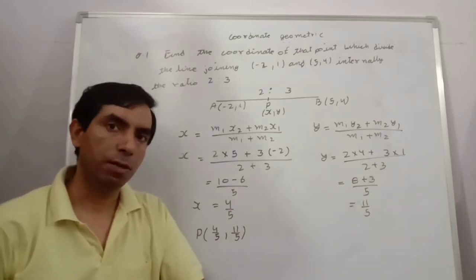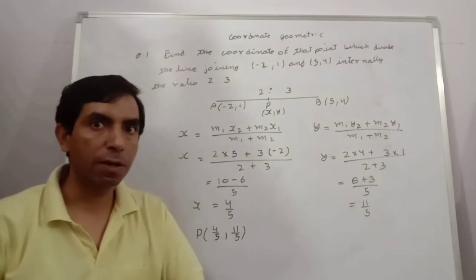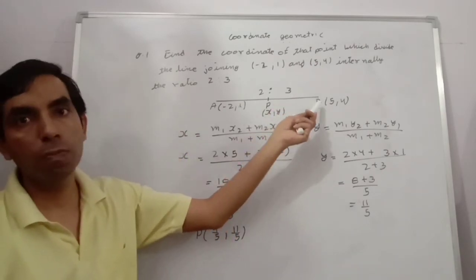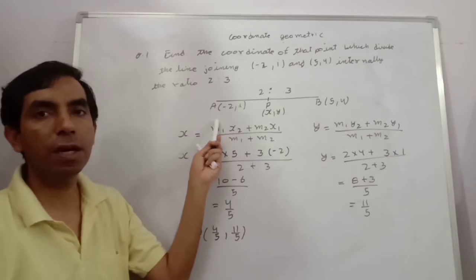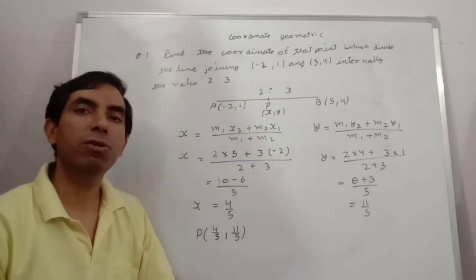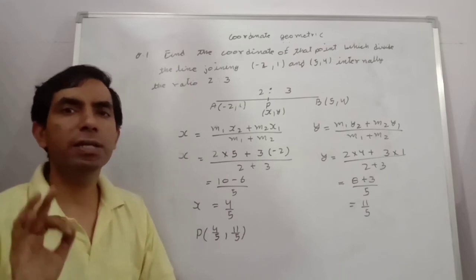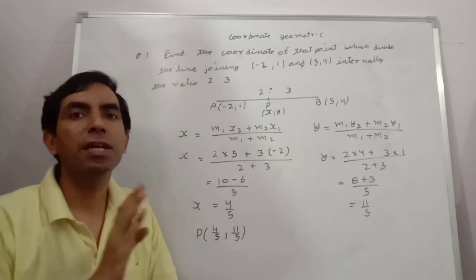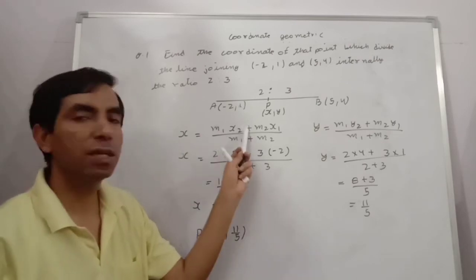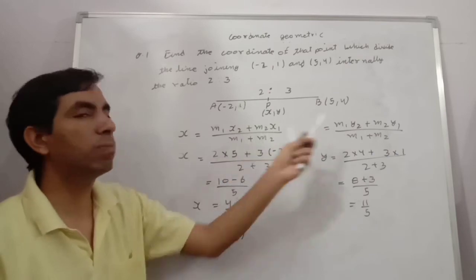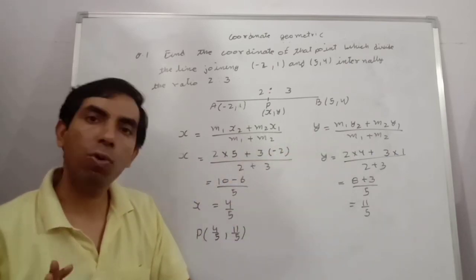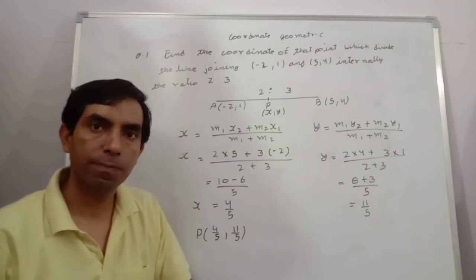It is very easy to solve, but always remember that m1 is the first ratio, m2 means the second ratio, (x1, y1) is the first point coordinate and (x2, y2) is the second point coordinate. By this method we can calculate the section formula easily. There is no change between internal and external, only a change in sign. In external we use the subtraction sign. Otherwise all solution methods are the same. So let's take another question.